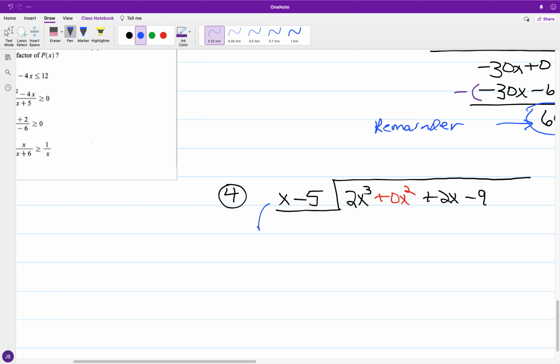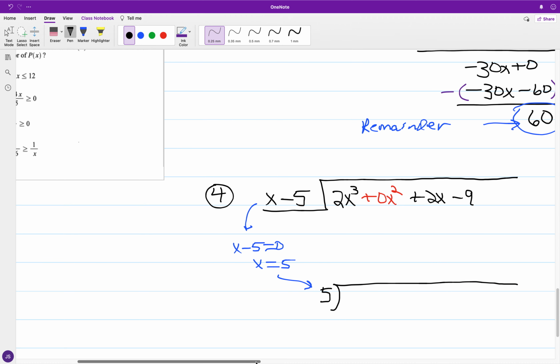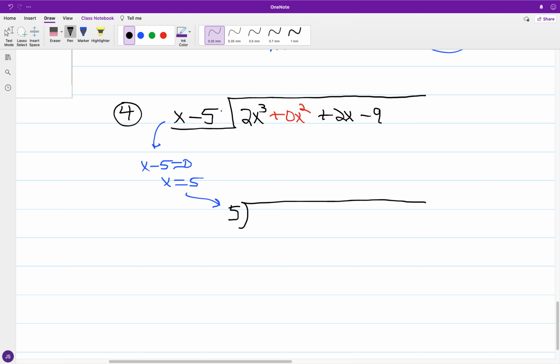Now for the synthetic division, if I establish the 0 from the divisor, I'm going to have that x is equal to 5. And setting things up in accordance with synthetic division, I'm going to use Alex's notation for the setup. I kind of like the elbow formation, but to each their own. So we have 2 for x cubed, 0 for x squared, 2 for the first order in x, and negative 9 at the end.